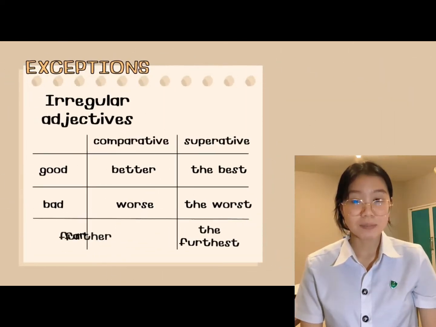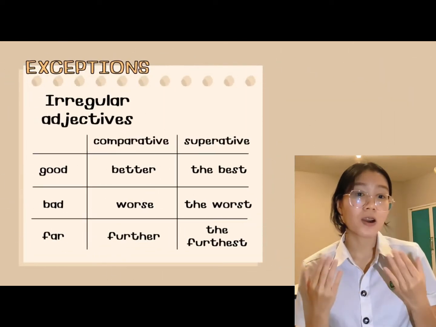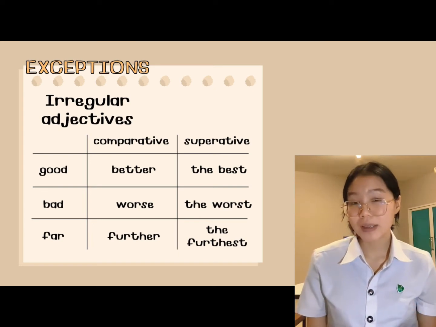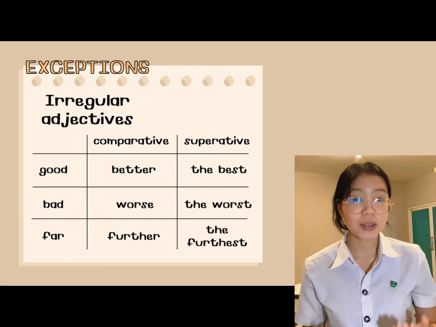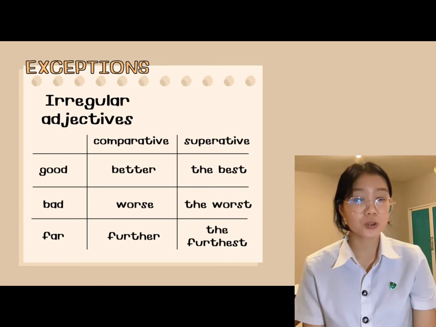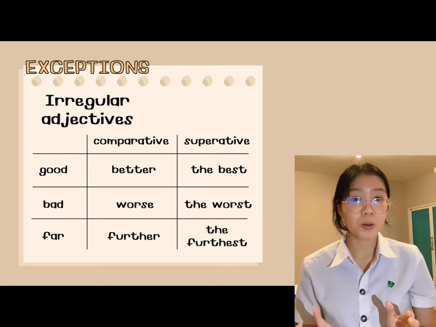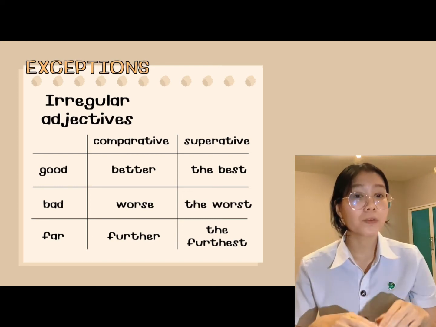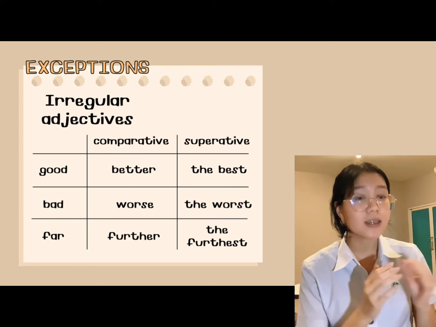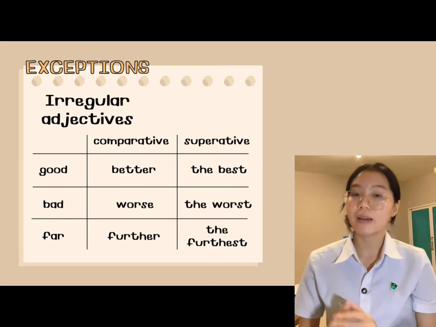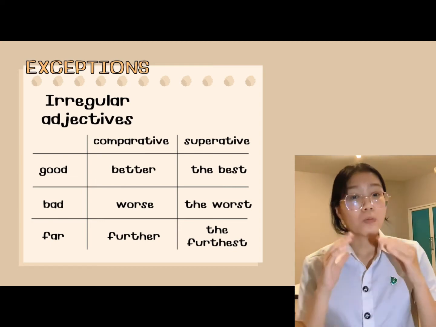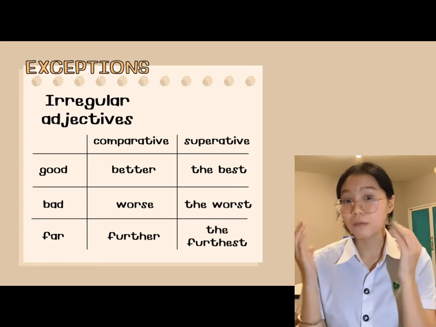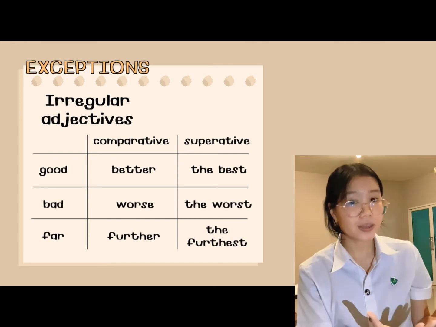Irregular adjectives. Of course, there are always exceptions in English. Some comparative and superlative adjectives don't follow the usual rules. For example, good becomes better in the comparative form and the best in the superlative form. Like bad becomes worse and the worst. Far becomes further and the furthest.